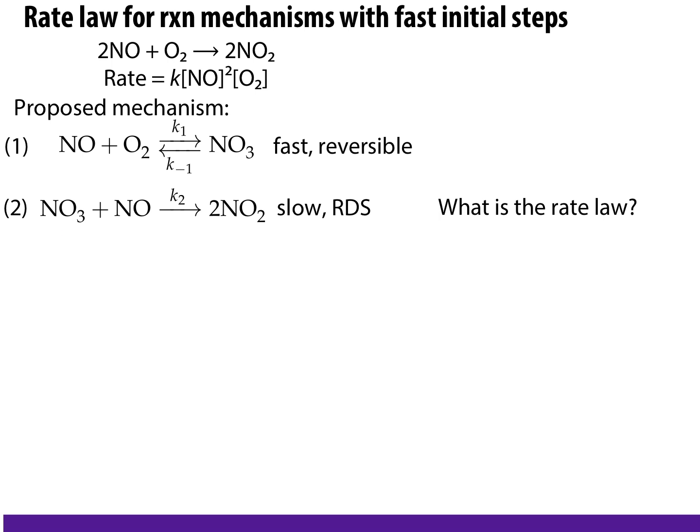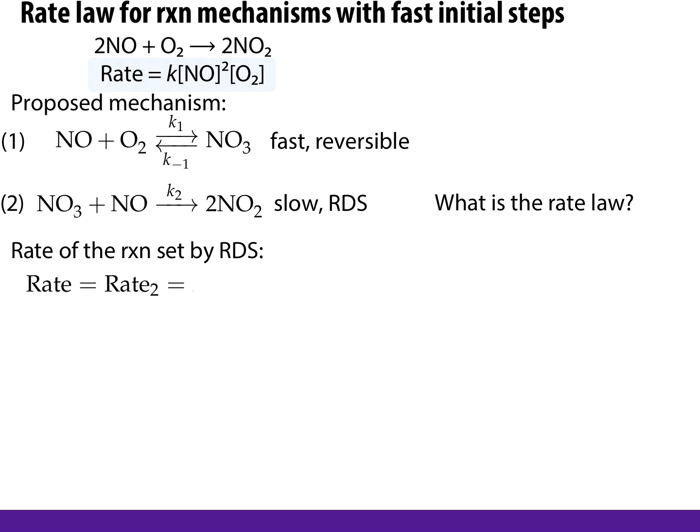Then a second step is our slow step. NO3 collides with another NO to make 2 NO2 molecules. So that's our slow step. Now let's try to figure out the rate law. Well, again, as before, we always start with the idea that the rate of the overall reaction is equal to the rate of the slow step, or the rate-determining step. So the rate of the overall reaction is equal to the rate of step 2, our slow step. And then we can say, okay, the rate of step 2 is k2 times [NO3] times [NO].